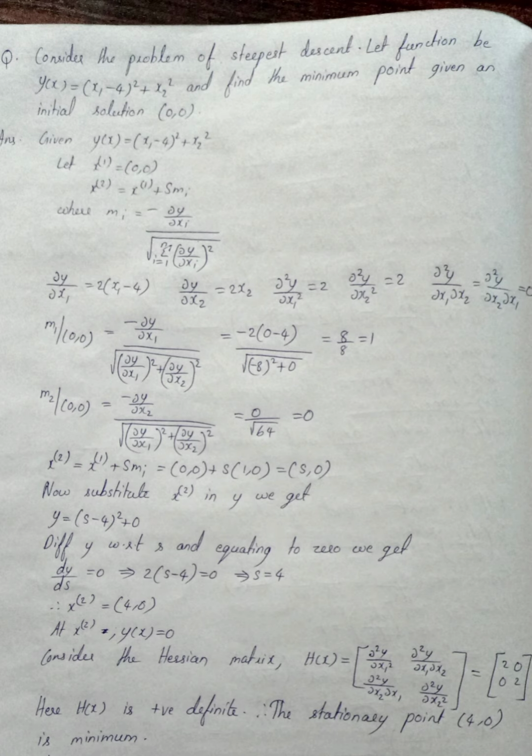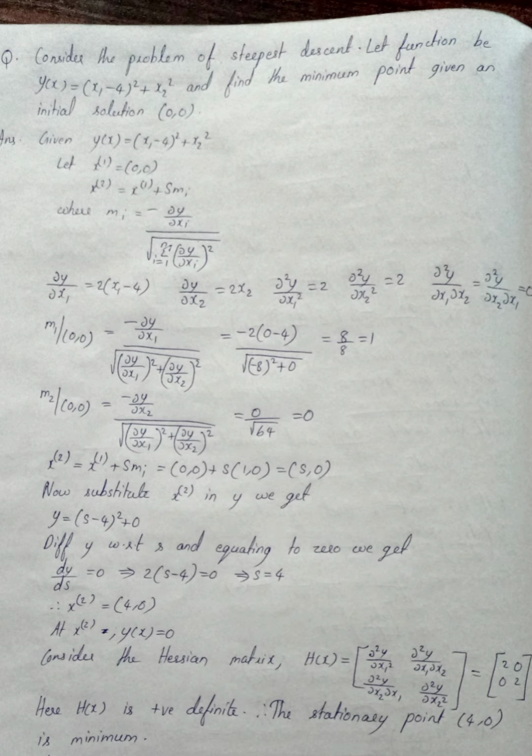Here our problem is to find the minimum point. So we take mi as minus dou y by dou xi by root of sigma i equal to 1 to n (dou y by dou xi) whole square. We find dou y by dou x1 and we get 2 into (x1 minus 4). Dou y by dou x2 is obtained as 2x2. Dou square y by dou x1 square is obtained as 2. Dou square y by dou x2 square is obtained as 2. Dou square y by dou x1 dou x2 equal to dou square y by dou x2 dou x1 equal to 0.